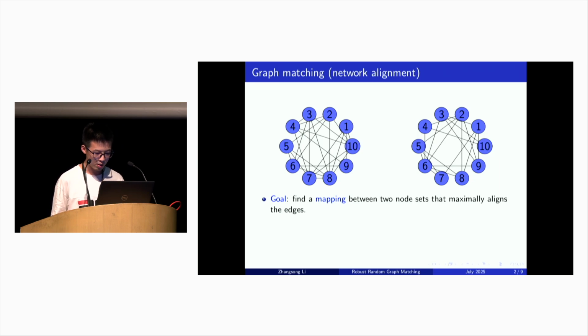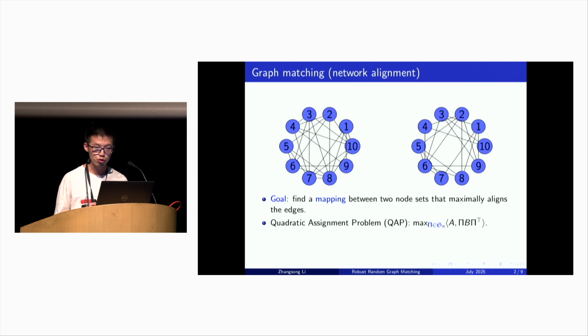If we define A and B to be the adjacency matrices of these two graphs respectively, then it is equivalent to find a permutation matrix pi such that the inner product between A and pi B pi transpose is maximized. Unfortunately, this graph matching problem is NP hard to solve or approximate in the worst case. So instead, I will consider this problem in some average case models.